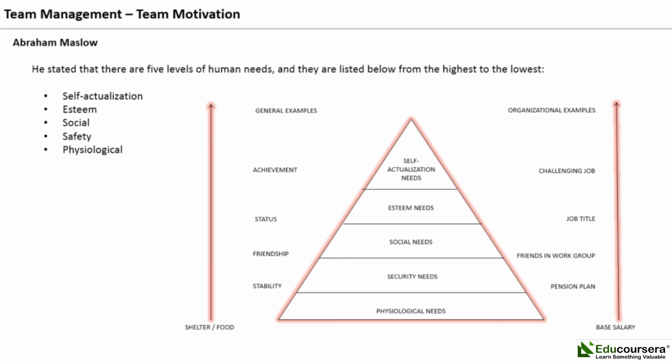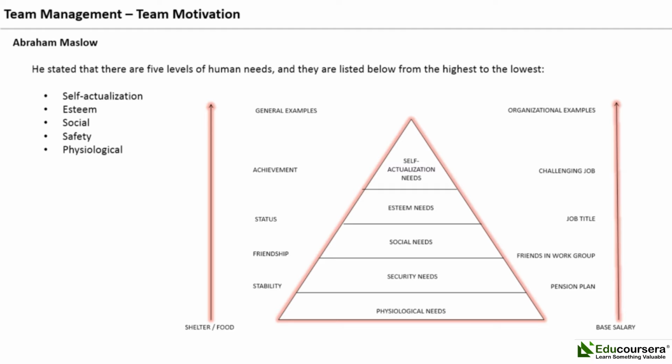The diagram indicates that in general, physiological needs are fulfilled by food and shelter. Security needs are fulfilled by stability. Social needs are fulfilled by friendship. Esteem needs and self-actualization needs are fulfilled by status and achievement, respectively.